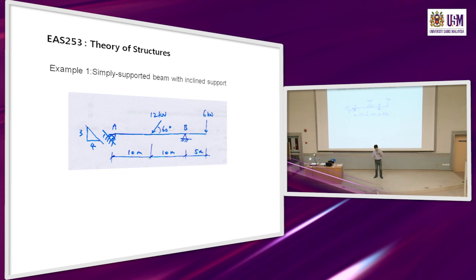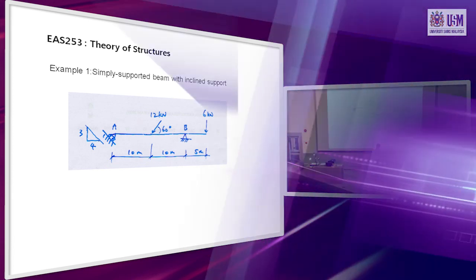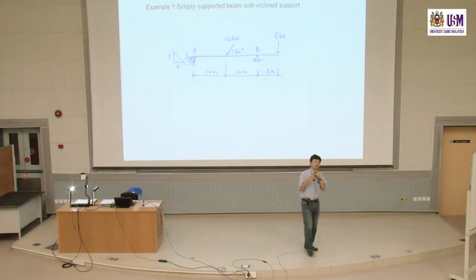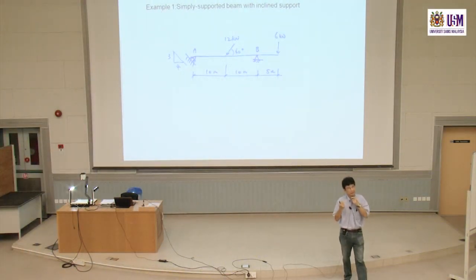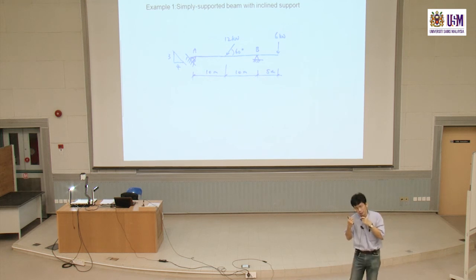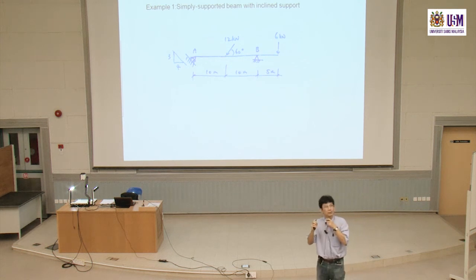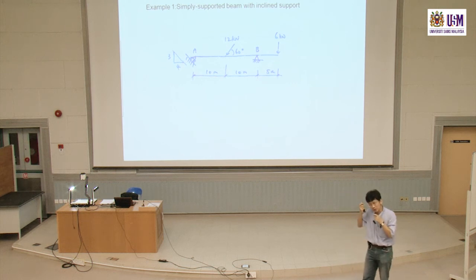Okay? So get ready now, close your eyes, and imagine the first step that you do, what do you do? The second step, and then the third step. The purpose is to get the answer. Okay? So we want to check statical determinacy. After you check statical determinacy, you have to write down the equilibrium equations, and then you solve. So those are the steps that we go through. Always have that in mind, and let's go through this.